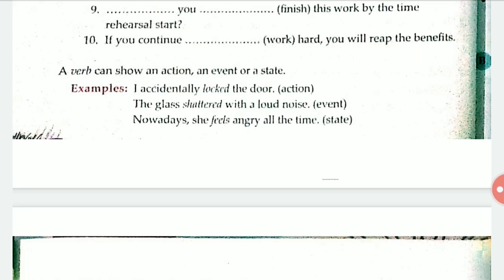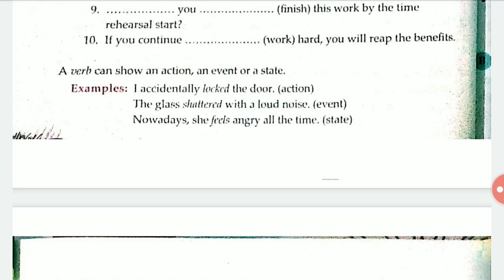First, I accidentally locked the door. What accidentally happened? Locked. This is the action. The glass shattered with a loud noise. This is an event, an occurrence, meaning something that happens at a time. Nowadays, she feels angry all the time. Feels shows a state. Okay.